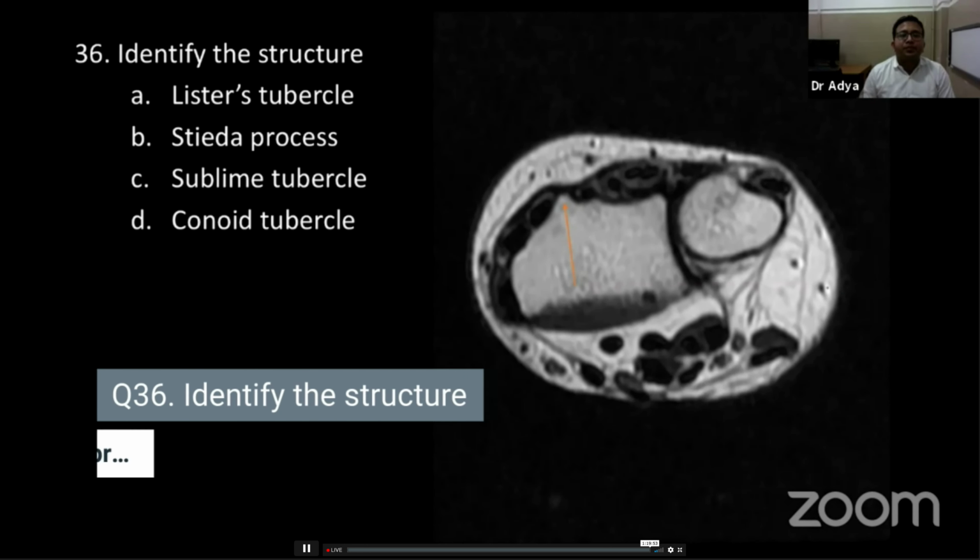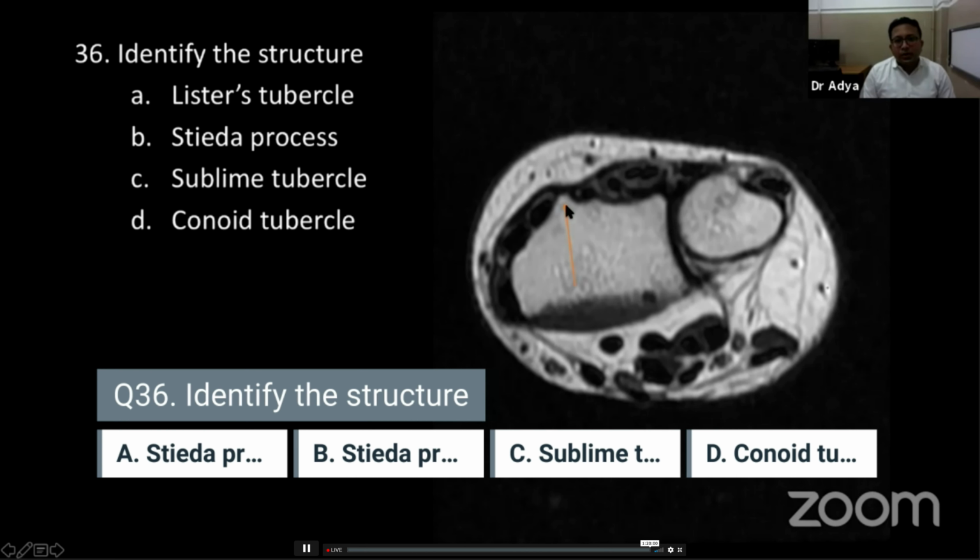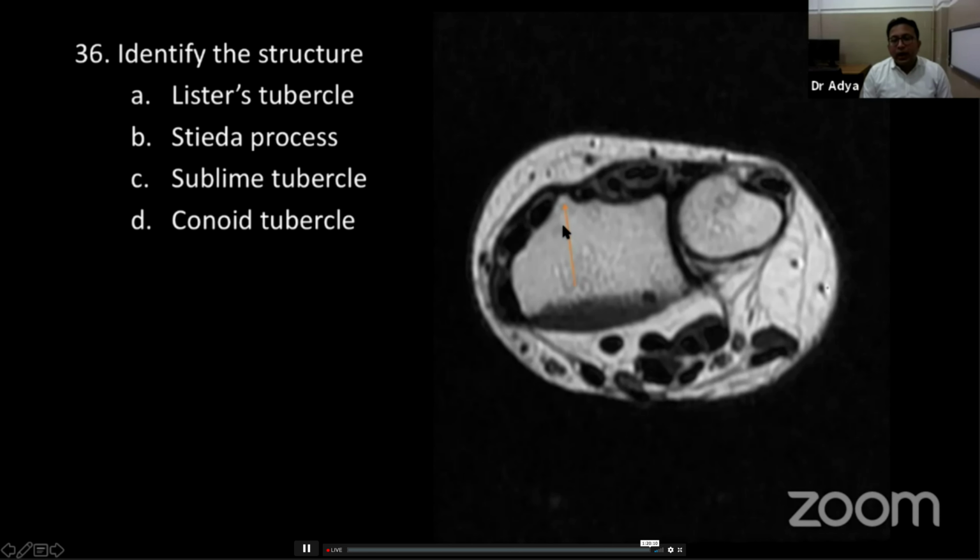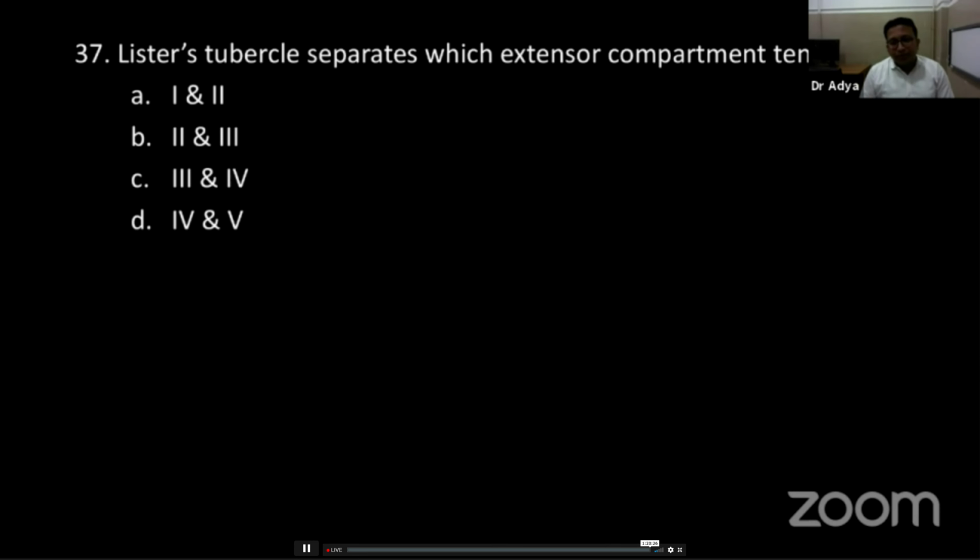That is correct. I had already told you that Lister's tubercle is a bony prominence at the dorsal aspect of the distal part of the radius. This is Lister's tubercle. It has an anatomical significance in dividing the extensor tendons of the wrist, which we will be discussing subsequently. Now 37, Lister's tubercle separates which extensor compartment tendons? A, 1 and 2, B, 2 and 3, C, 3 and 4, or D, 4 and 5?